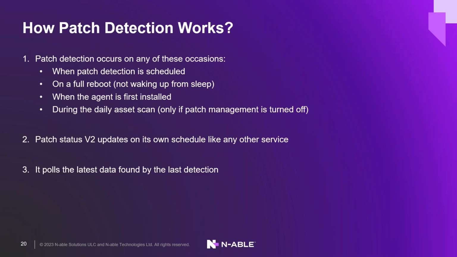Patch status v2 updates on its own schedule like any other service, by default every 30 minutes. It pulls the latest data found by the last detection. Now, this is where a lot of MSPs go wrong, okay? Especially when they have somebody who understands patching but wants to set it up their way, right? They'll do a detection once a day or sometimes even once a week, right? So in order to set yourself up for success, twice a day.